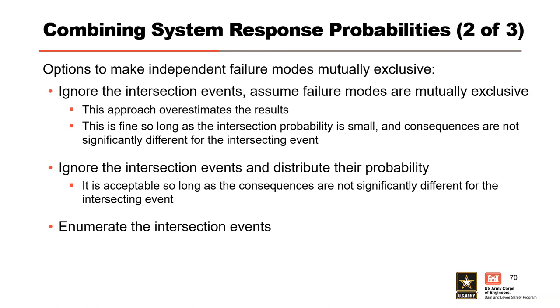The third and final option is to just go for it and to enumerate the intersection event. You will get the same probability of failure as you would from option two, but will have a more precise representation of the risk because you are explicitly considering all the possible breach combinations.